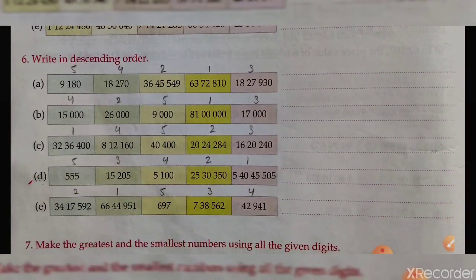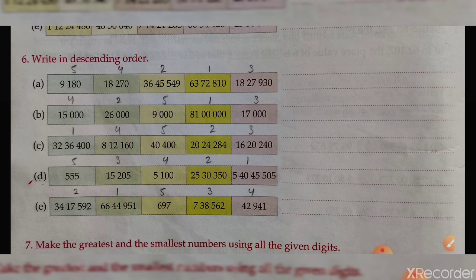In this same way, you have to do all the questions, and in this particular same way, you have to do the descending order also. But let's see what we have to do in descending order. First one is 9,180, 18,270, 36,45,549, 63,72,810, 18,27,990. Now we have to write the largest number first.